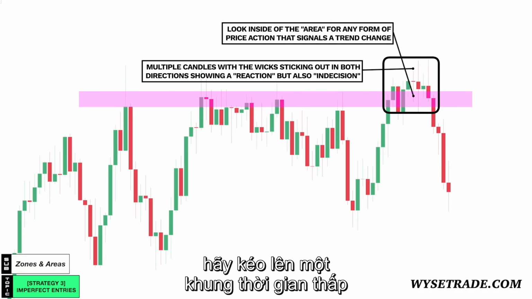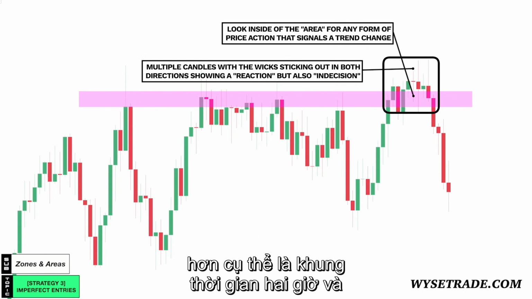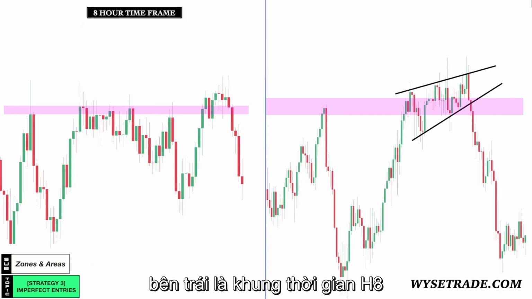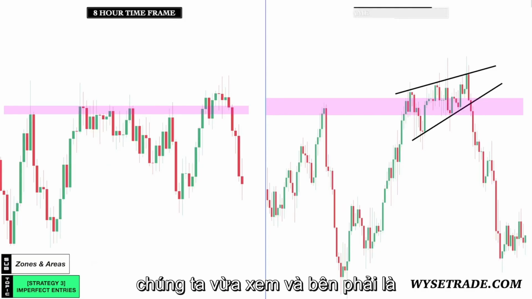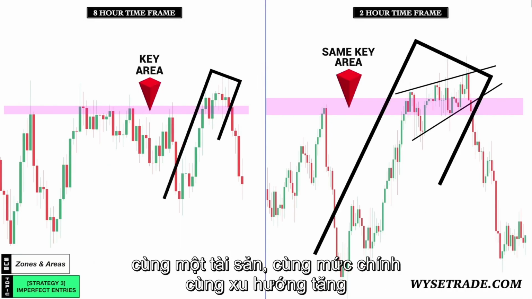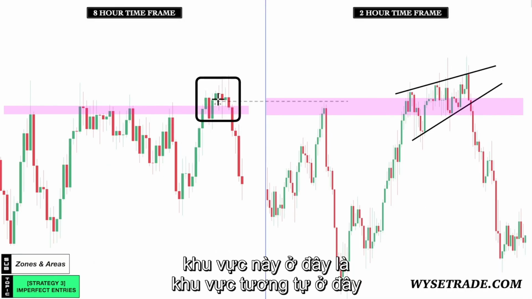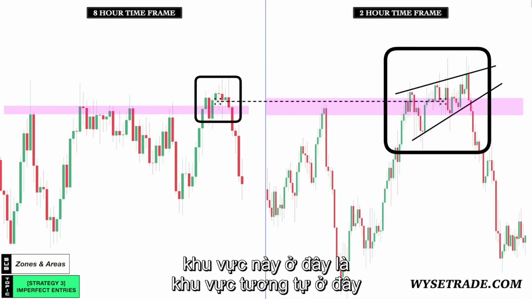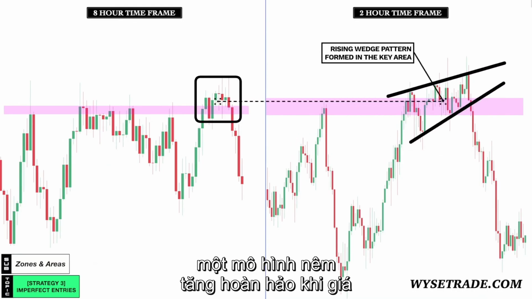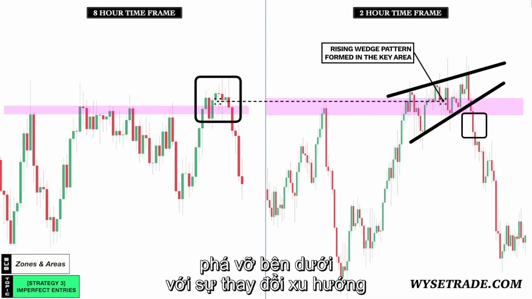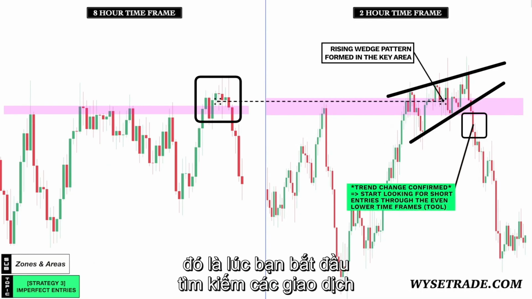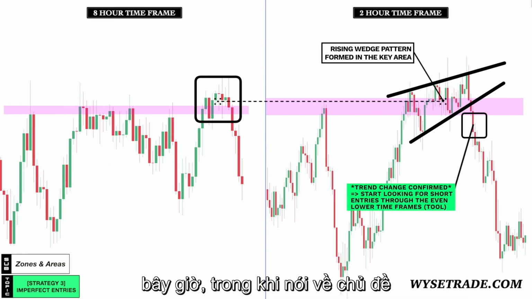So let's pull up a lower time frame, specifically the 2-hour time frame, and put it beside this one. On the left is the 8-hour time frame we just looked at, and on the right is the 2-hour time frame of the same asset. Same key level, same uptrend. This area here is this same area here. So inside of the candlesticks, you had a perfect rising wedge form. Once price breaks below with a bearish momentum candle, trend change confirmed, and is when you would start looking for short trades through the even lower intraday timeframes.